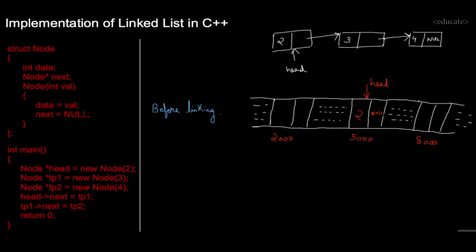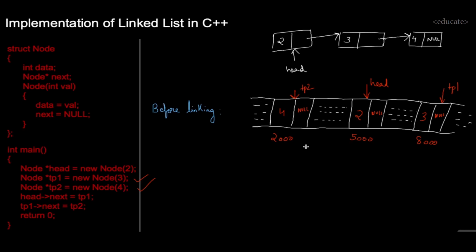Now next we create a node with value 3, and when we create this node 3, dynamic memory is allocated for this and you get the address of this node in variable tp1. So let's see how it looks now. And the address is stored in tp1. So now next thing we are doing is creating the third node with value 4 and this creates node 4 with the address being given in tp2. So we have the address in tp2.